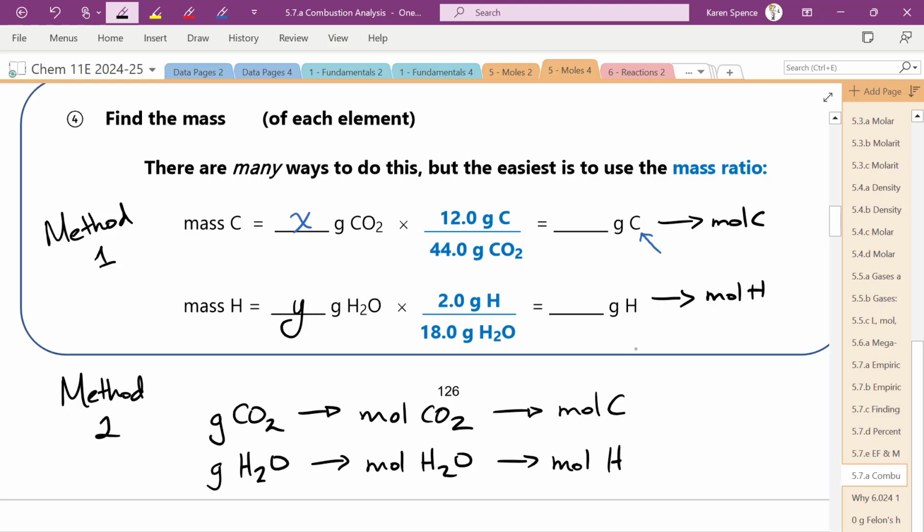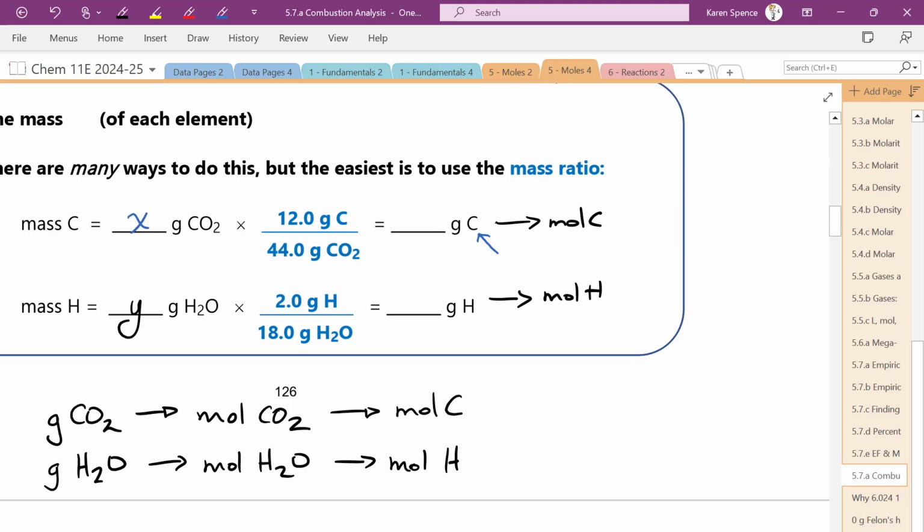The only reason I like to do it this way, method 1, is because sometimes we have a third element. So let's say our sample contained carbon, hydrogen, and nitrogen. And let's say that our sample of this compound had a mass of, I don't know, let's just say 10 grams. So I had 10 grams of that.